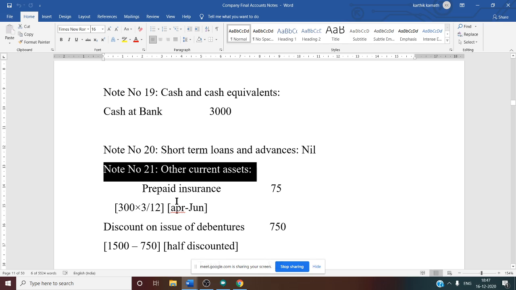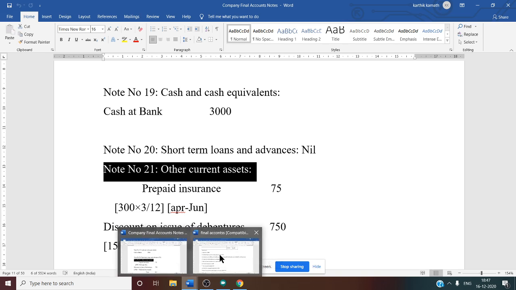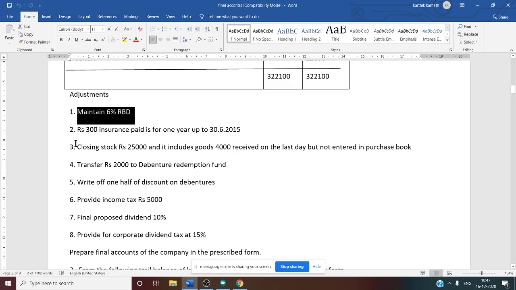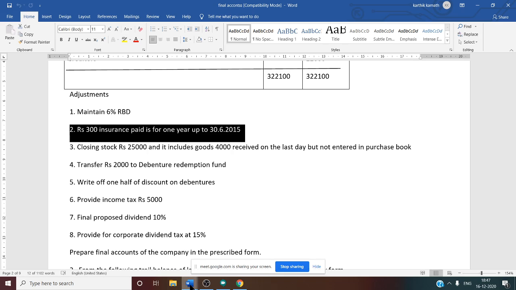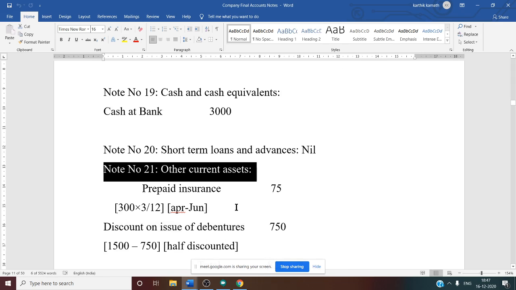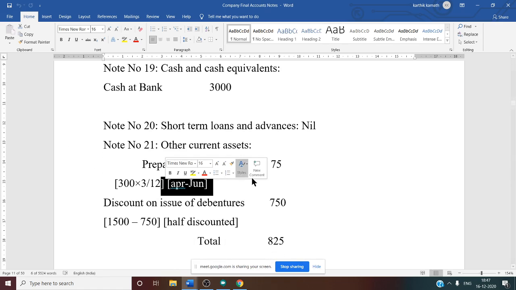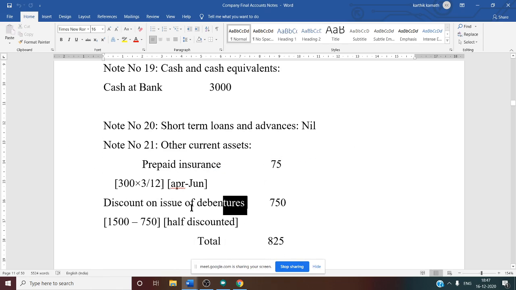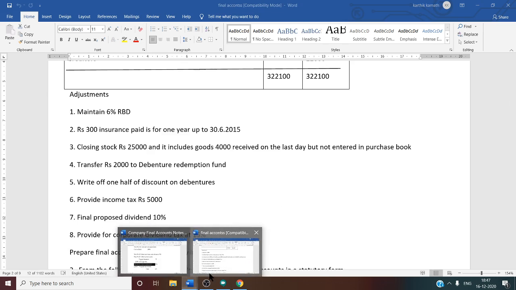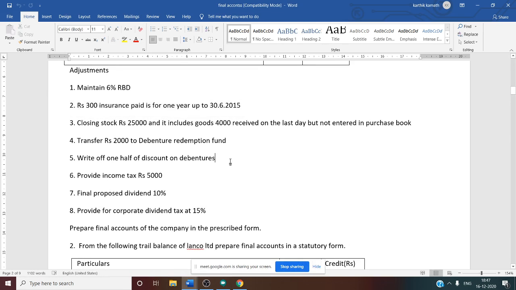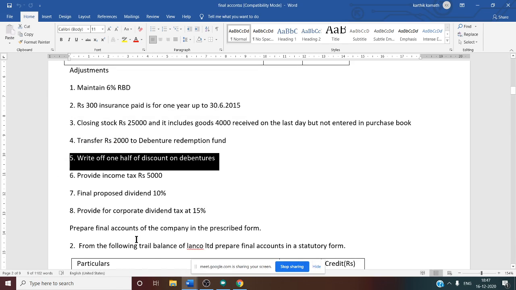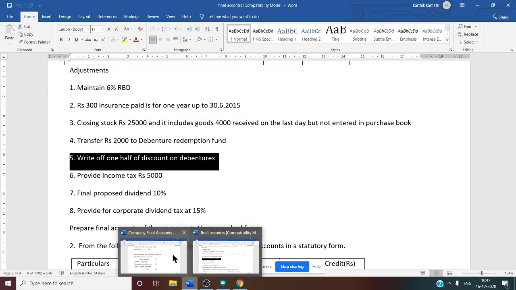That is other current asset. For other current asset, we have to see the adjustment. So let us see the adjustment. If you do a horizontal balance sheet, where are you going to write prepaid insurance? Prepaid insurance you are going to write under the asset side, that too under the current asset column. See this information. So prepaid expenses you have to show, that we have taken only for 3 months, 75. Answer is 75. Then discount on issue of debenture, again we have to see the adjustment. There they have given one half of the discount on debenture. The discount on the debenture is given in the trial balance, 1,500.